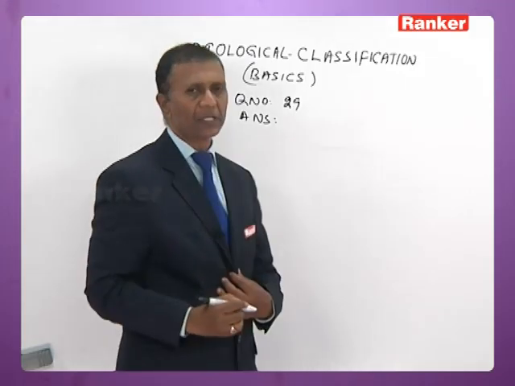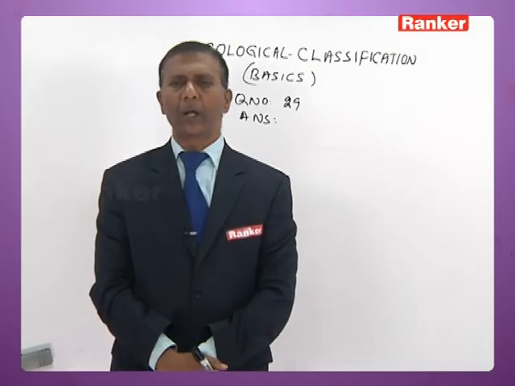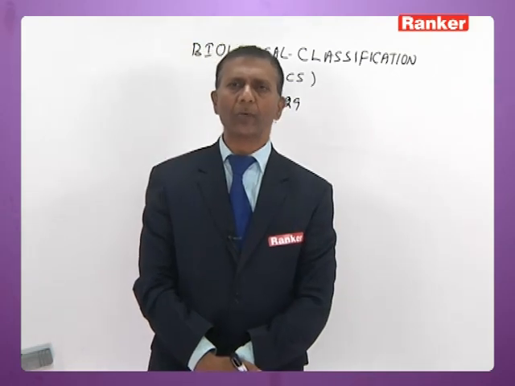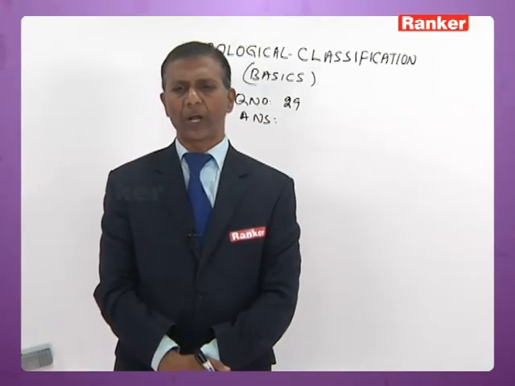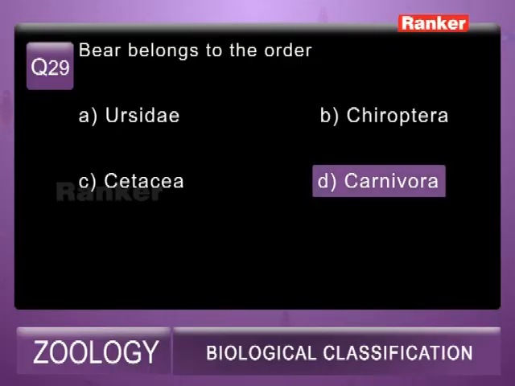Now 29th question here. Bear belongs to the order Ursidae, Chiroptera, Cetacea, Carnivora. Now bear belongs to family Ursidae but order Carnivora. So correct option for 29th question is D, Carnivora.